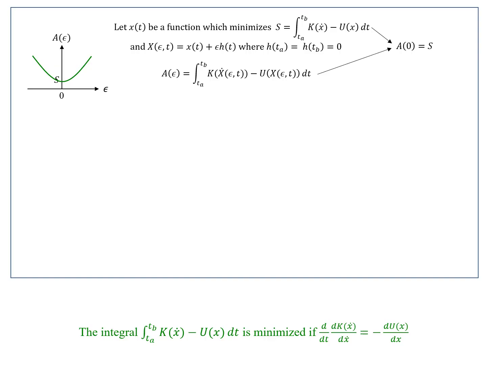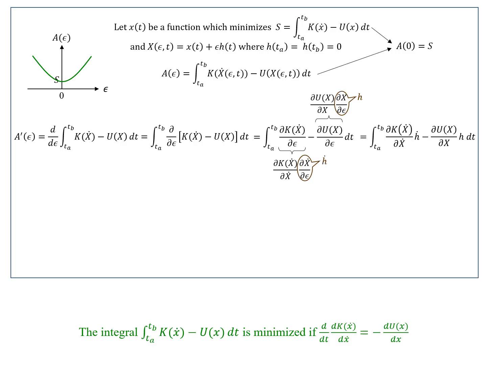Again, using Leibniz rule, we can express A prime of epsilon like this, and after some work we obtain this. This looks quite complicated, but actually rather straightforward, so I will not go into details, but the keen viewer may want to pause the video to take a look for a bit.